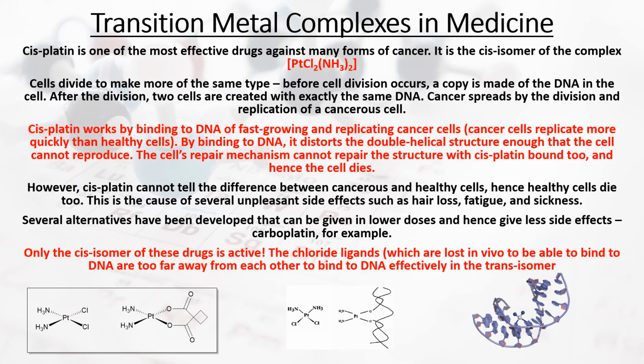However, if it's trans and we have them 180 degrees away, there's no physical way that both of those chlorine groups can be lost, and then the H2O groups that are there, they can't actually bind to two adjacent guanine bases. They can bind to one, sure, but they can't bind to two of them that are adjacent. It's really binding to the two that are next to each other that causes this massive distortion and bending of the DNA and the eventual death of that cell. And so therefore, because it can't bind to DNA effectively, only the cis isomer is the one that is active.